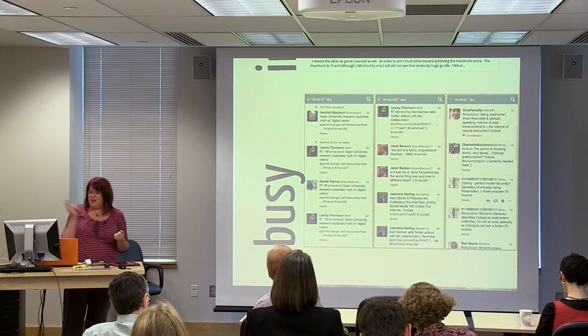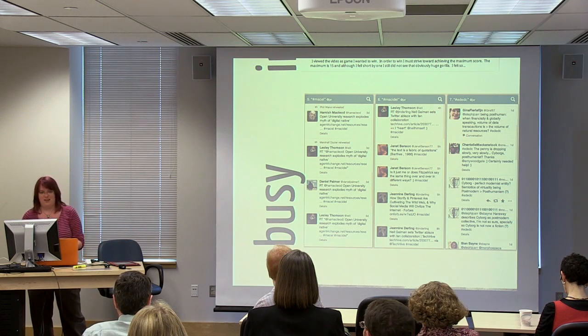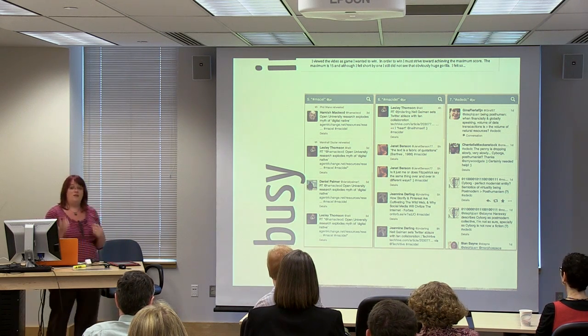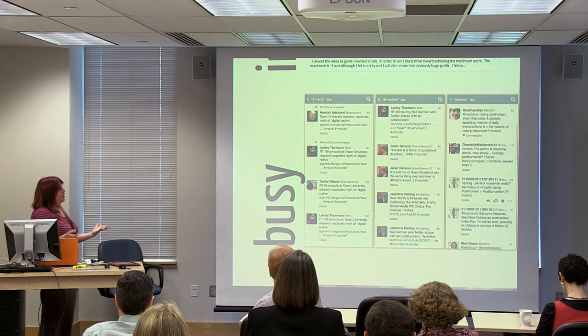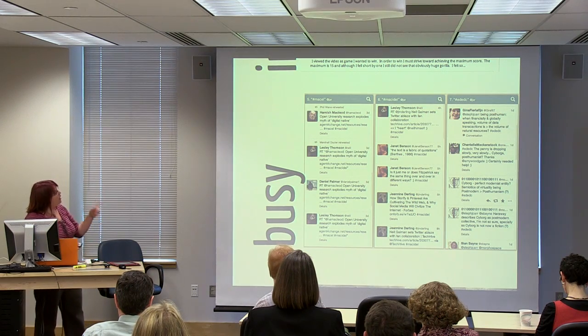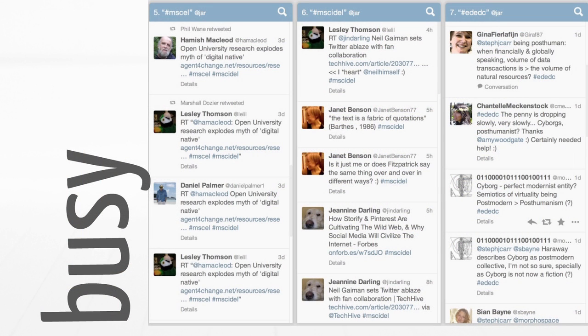Twitter is funny, right? Because you can't really do anything very significant in 140 characters, as has often been said. And yet, over time, and when there's enough stuff going on, it starts to build up a picture. The first column is the general MSc master's program Twitter feed. The second one is the introductory course, and the third one is the e-learning and digital cultures course.